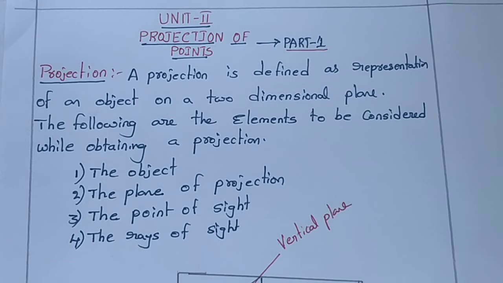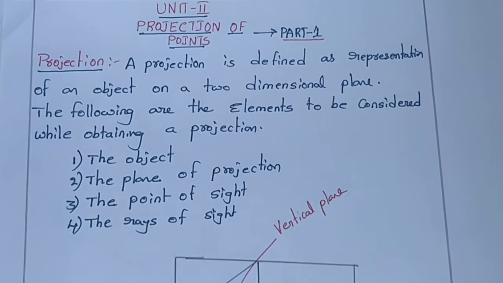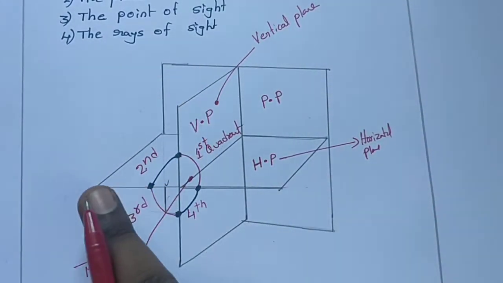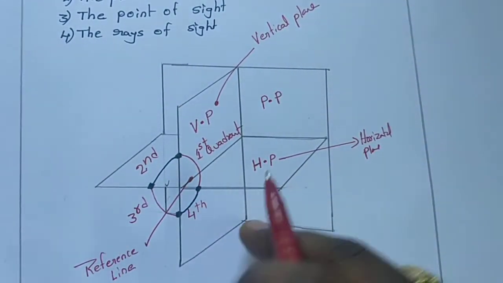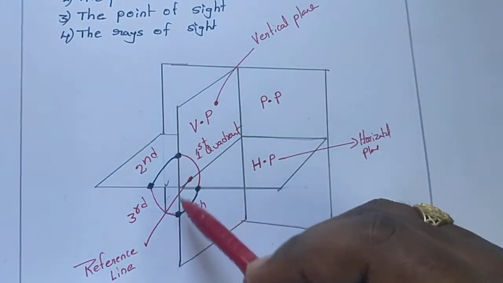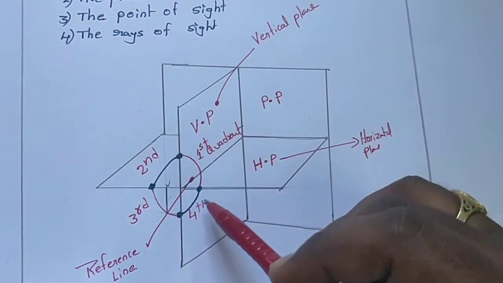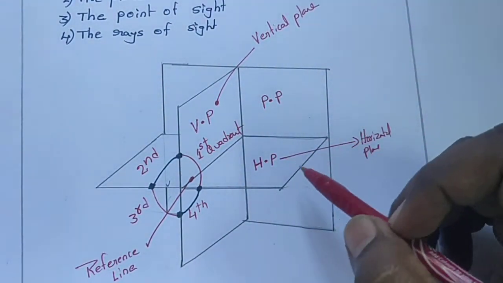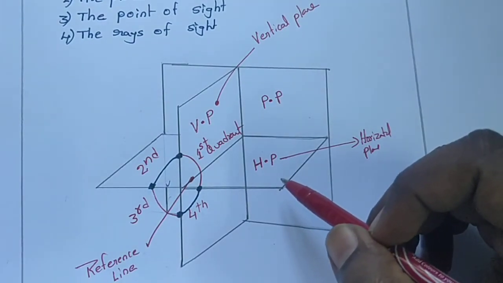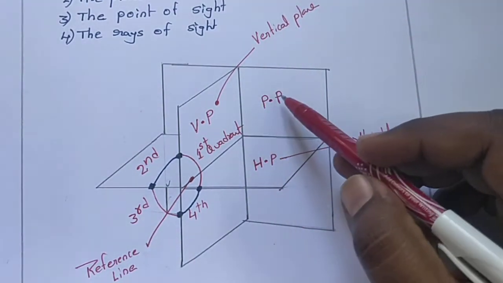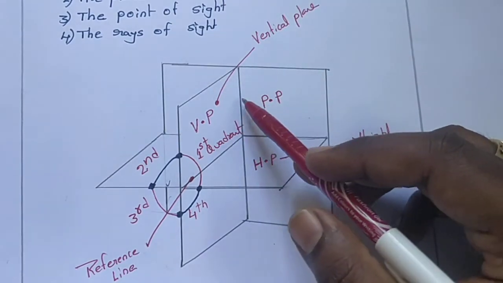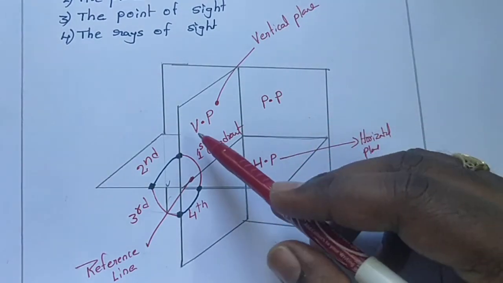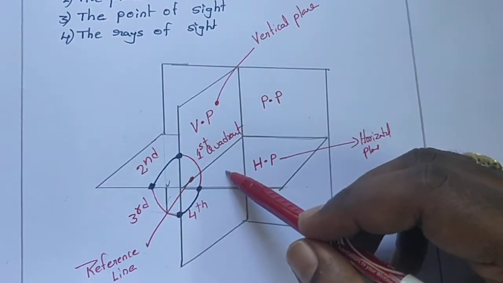Before going further, we need to know the quadrants theory. I am taking two planes: the horizontal plane, denoted by HP, and the vertical plane, denoted by VP. And this one is the profile plane, which is perpendicular to both the horizontal plane and the vertical plane. Here the angle between the vertical plane and the horizontal plane is 90 degrees.